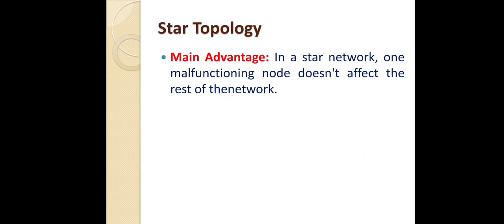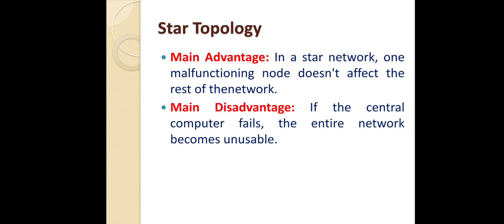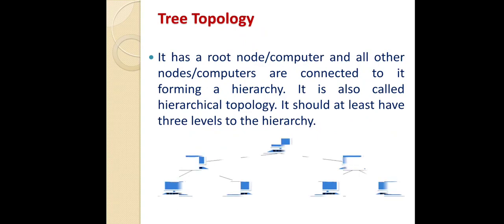Now, the advantage of this star topology is that if there is a malfunctioning of a particular node, the rest of the network does not get affected. Until the central computer, that is the central node, gets affected, then the whole network gets affected. Now the disadvantage of this topology is, as already discussed, if the central computer fails, the entire network becomes unusable. Now moving to the fourth type of topology, that is tree topology, as shown in the figure.